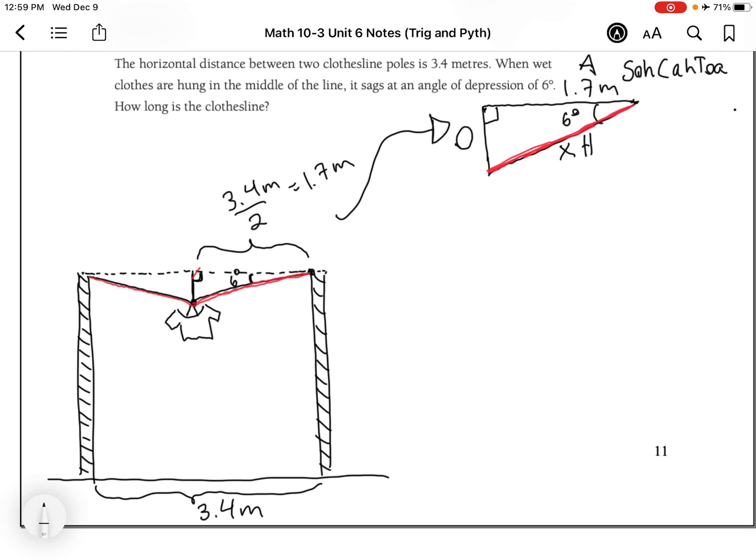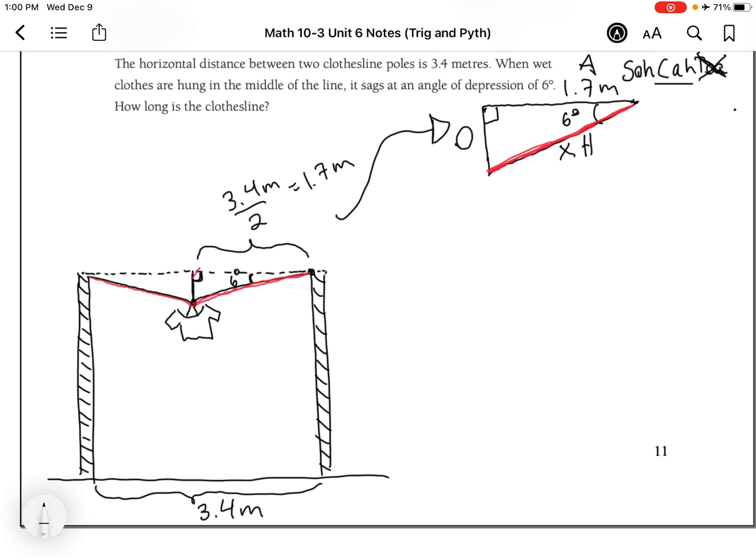in this case, X is my hypotenuse. So I need to use a trig ratio that includes hypotenuse. And the ones that include hypotenuse are sine and cosine. So I can't use tangent in this case. To figure out which of the two, sine and cosine, I can use, I've got to look at what's the other side that I know? And that happens to be the adjacent side. So in this case, I've got to use the trig ratio that includes adjacent and hypotenuse, and that is cosine.